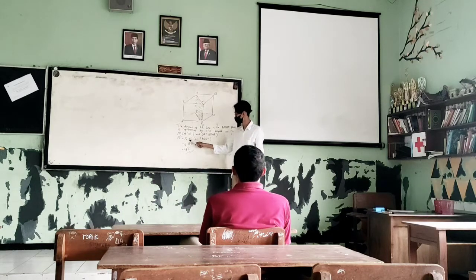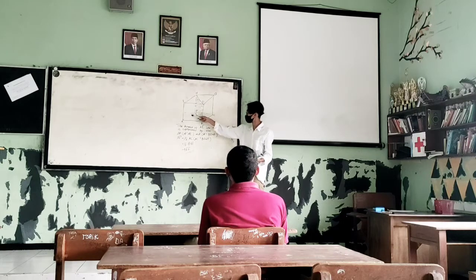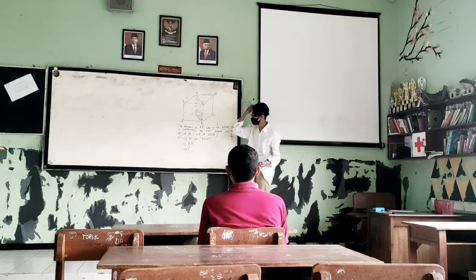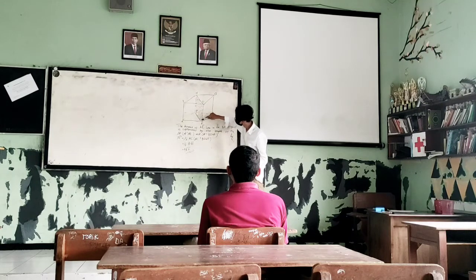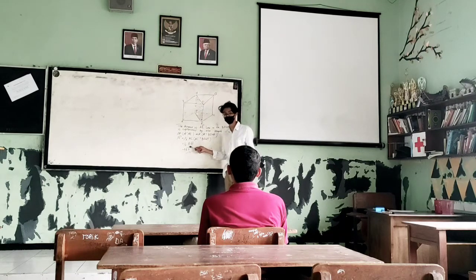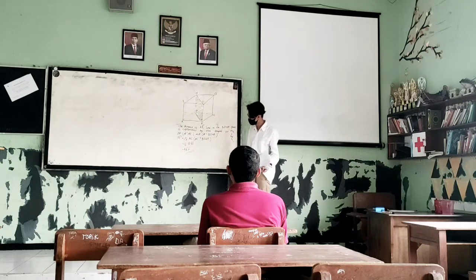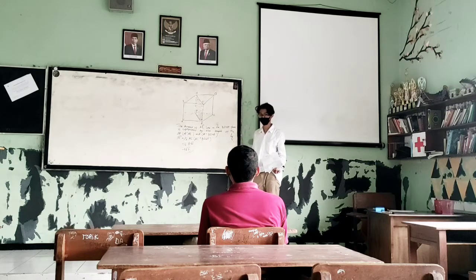Okay, the distance of the line AE to the plane BDHF is represented by the length of AP, where AP is perpendicular to AE and to BDHF. AP equals half of AC, which is half multiplied by 8 root 2, and equals 4 root 2. So the distance from A to BDHF equals 4 root 2 centimeters.